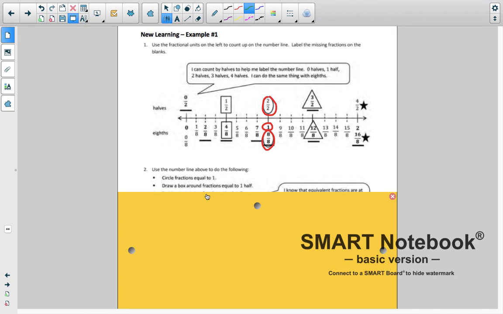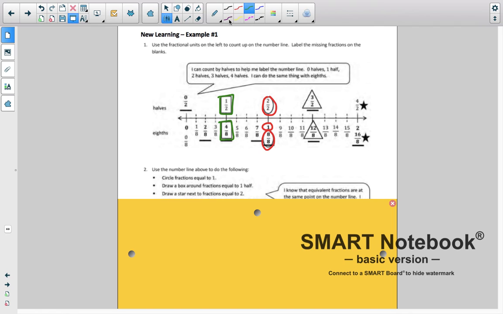So I'm going to actually look at 1/2 on my number line, which is right here. It has a box around it. And then right below it, at that same point for 1/2, it's also saying 4/8. So 1/2 and 4/8 are equivalent. They are both equal. The next one says draw a star next to the fractions equal to 2.